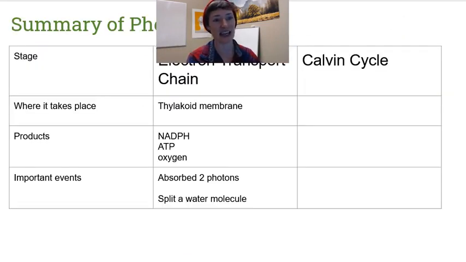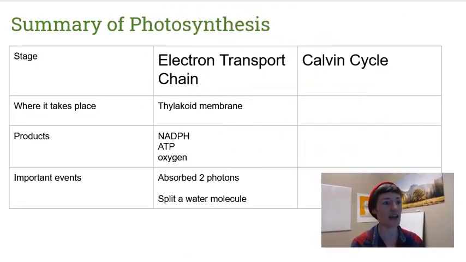So this is a summary table that you can make. We'll fill out the second part of it after the second stage. But if you want to pause on this screen and write down where these events take place, what are our products, and what are the important events.